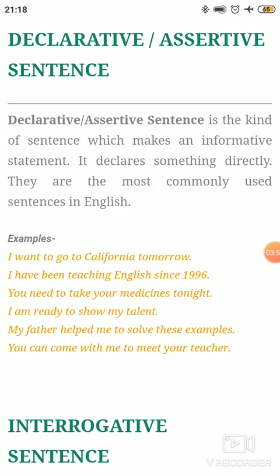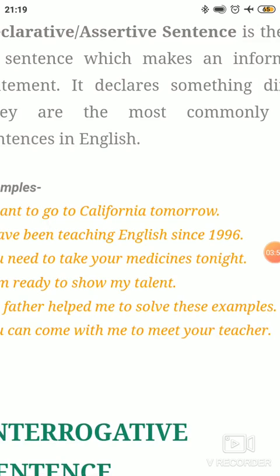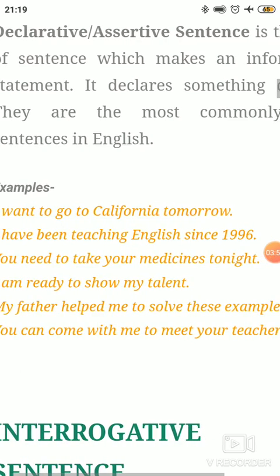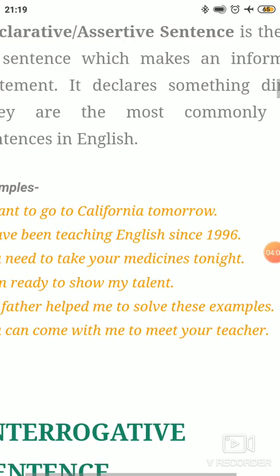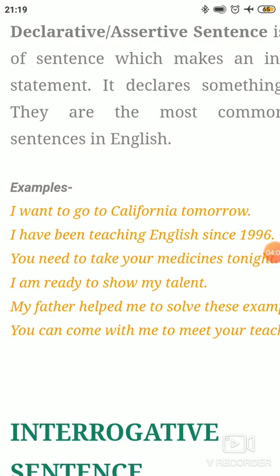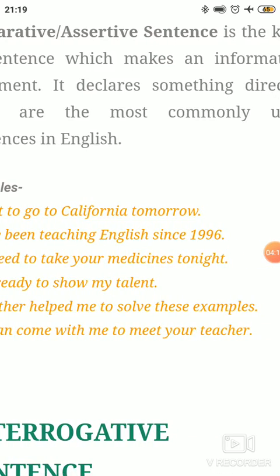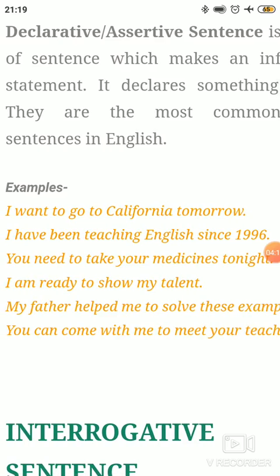So examples given over here are, let's have a look. I want to go to California tomorrow. One piece of information has been passed to us. Okay, you want to go to California tomorrow. I have been teaching English since 1996. Okay, the teacher has been teaching English since 1996.